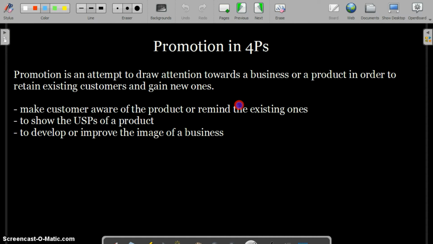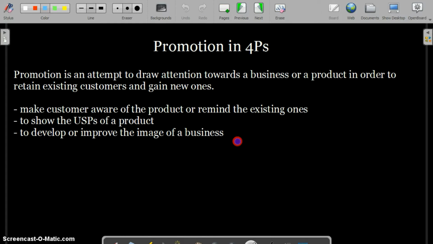Now, what promotion does is that it makes customers aware of the product or reminds the existing ones that this product still exists. You can still buy your product, to enforce buying habits. It can also be used to show the USPs of a product, that our product is so much different from other competitors, it has so and so features. And it can also be used to develop or improve the image of a business, for branding to be exact. So that's about what promotion is and what it is used for.